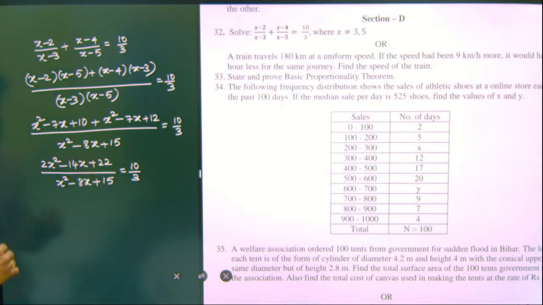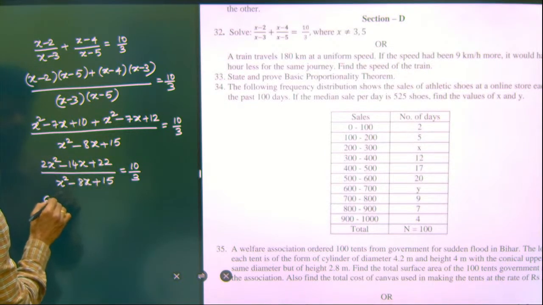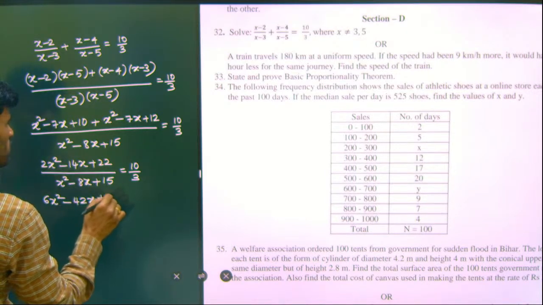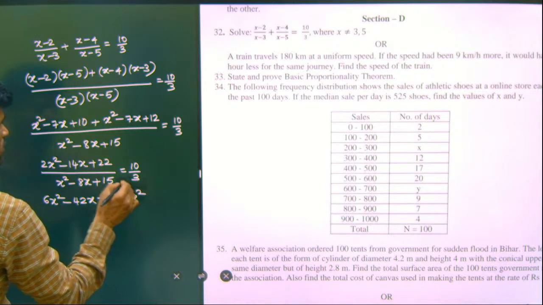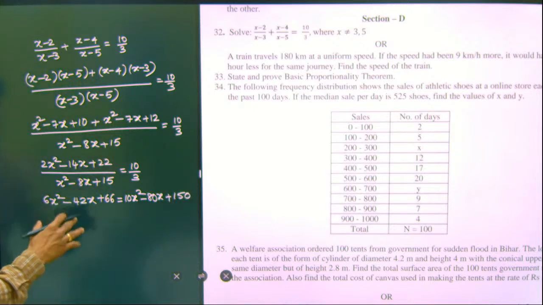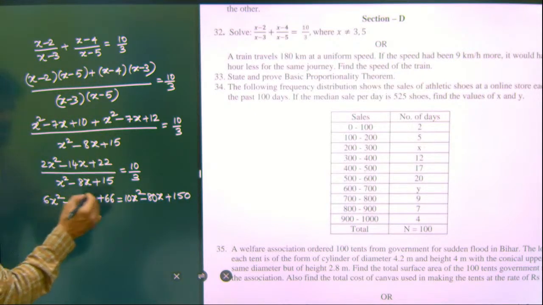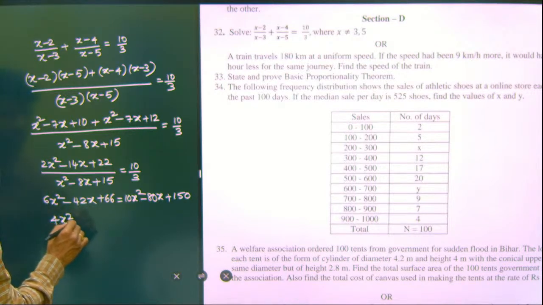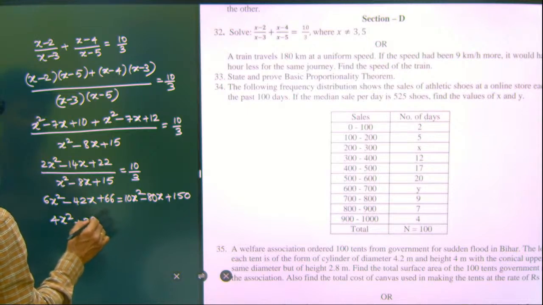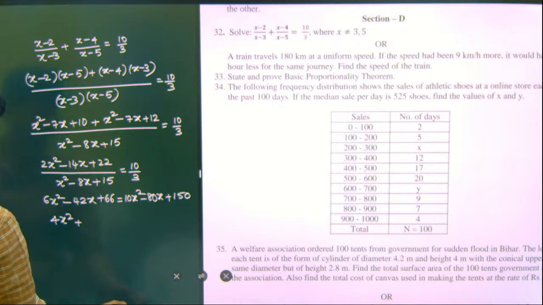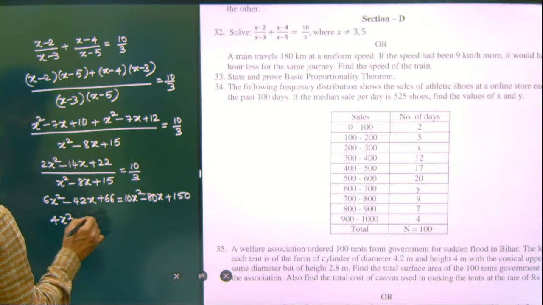Now once we get this, what do we have to do? Cross multiplication. Then what do we get? 3 into 2, 6x square minus 14 into 3, 42x, plus 66 is equal to 10x square minus 80x plus 150. Now we have to transpose all the terms to one side to get the simplest form. 10x square minus 6x square, 4x square, minus 80 plus 42, plus 38x. Okay, minus 38x, because minus 80 is more.